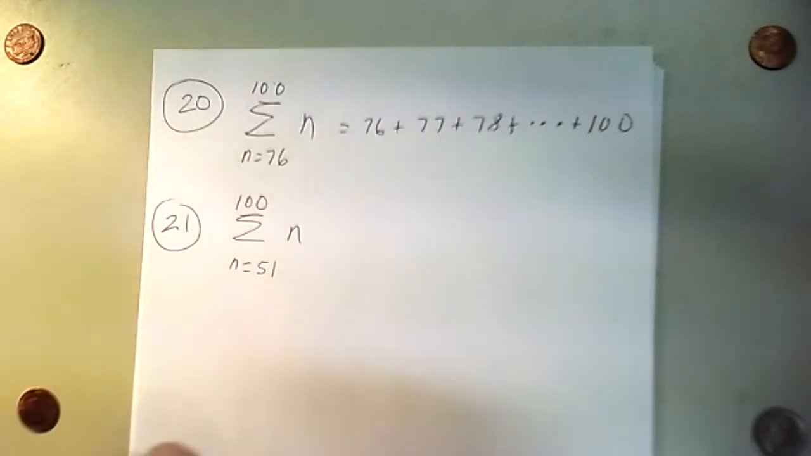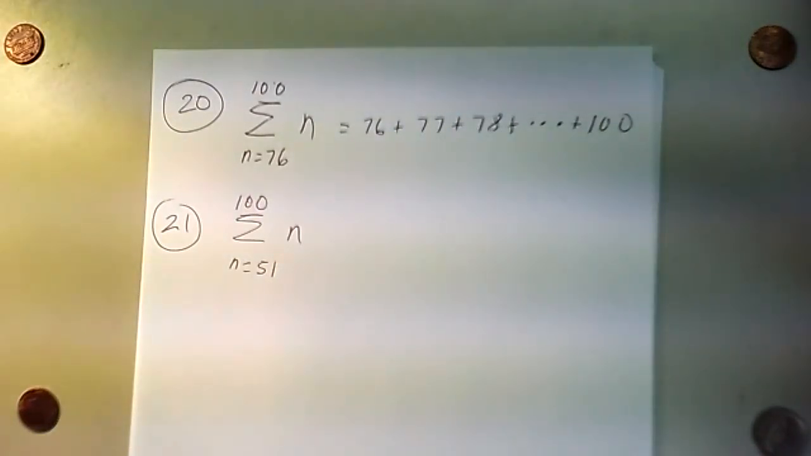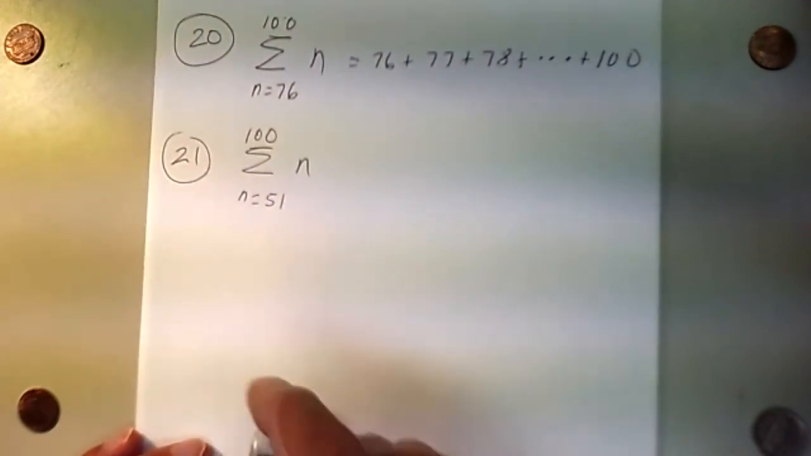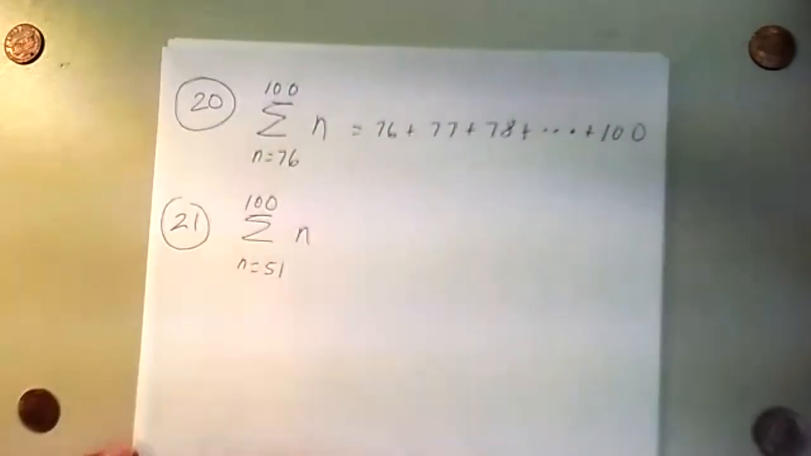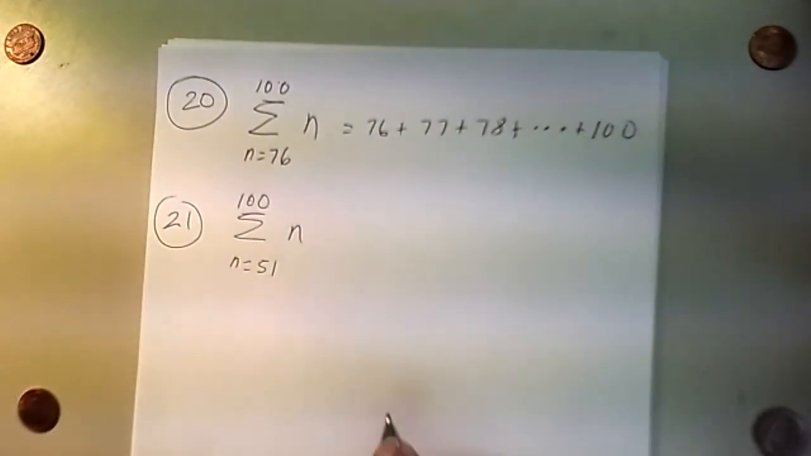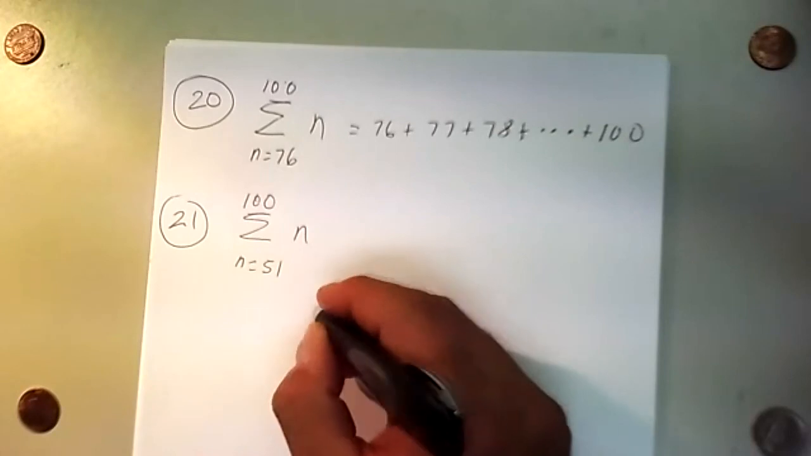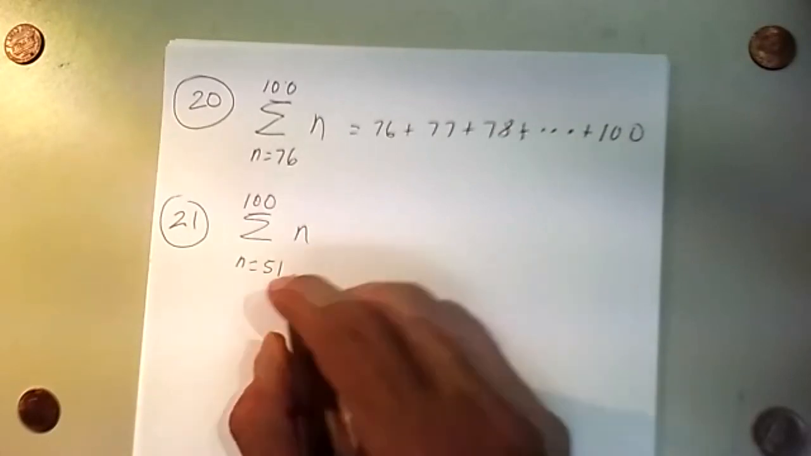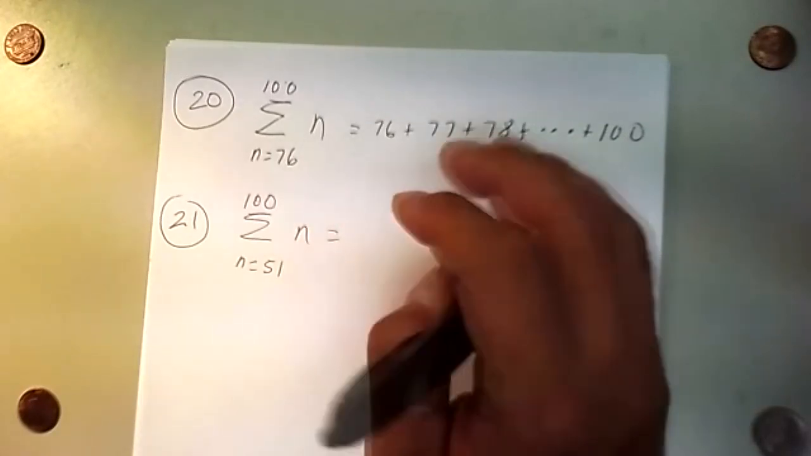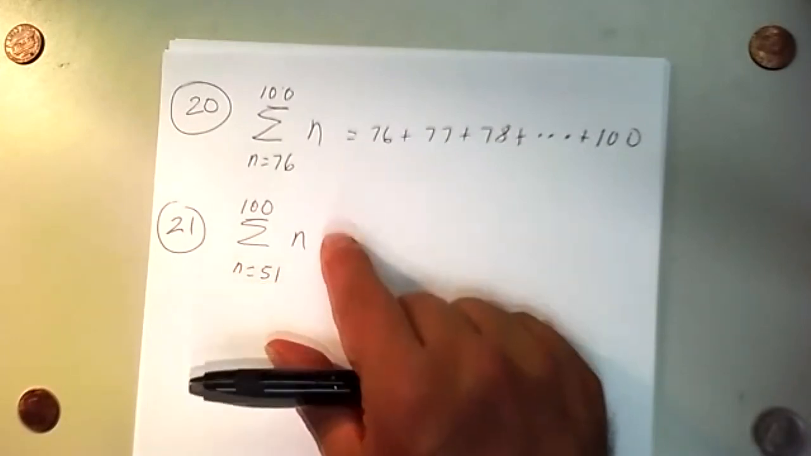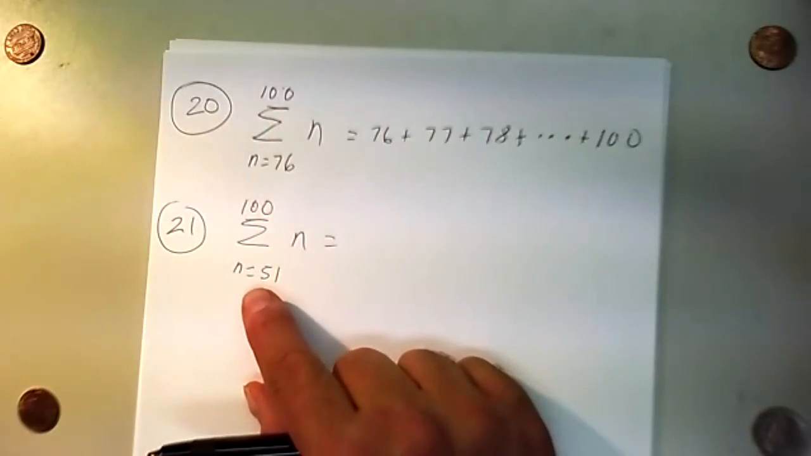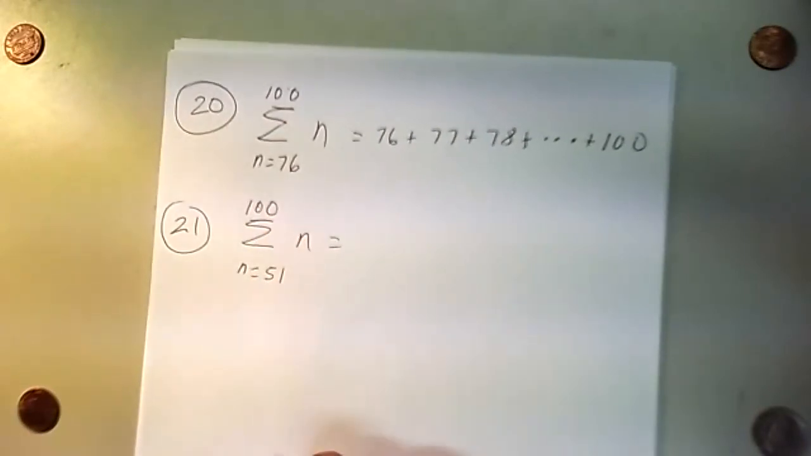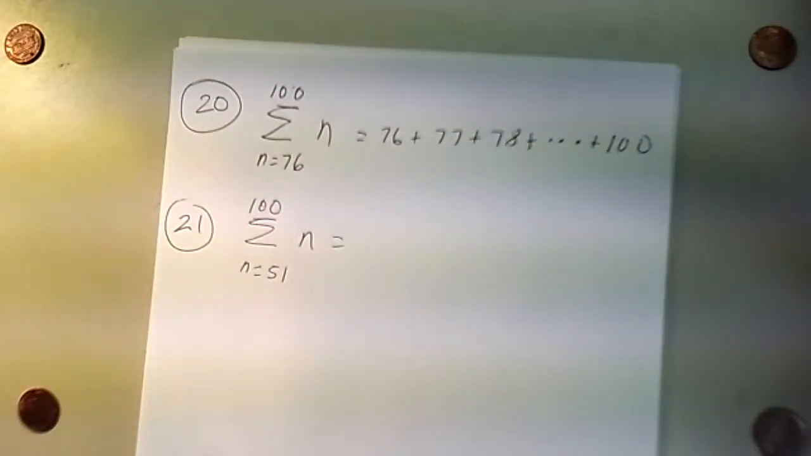The reason why I'm hesitating is because I forgot to mention one more topic. No, we're going to leave that topic for another video. We're going to stop here. Sorry about my indecision. So these are the two challenges for you to do. What is the sum from 76 to 100, and from 51 to 100, of just the numbers n? And with this, we will stop our video today.